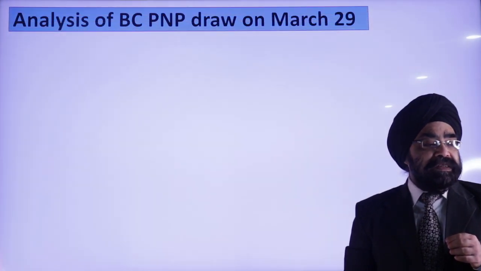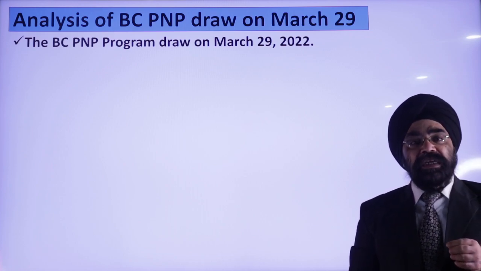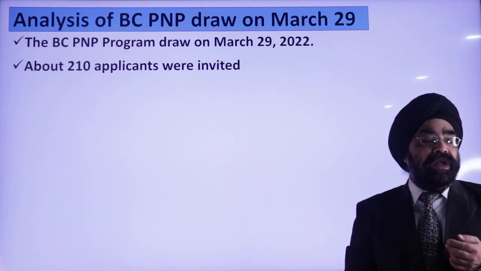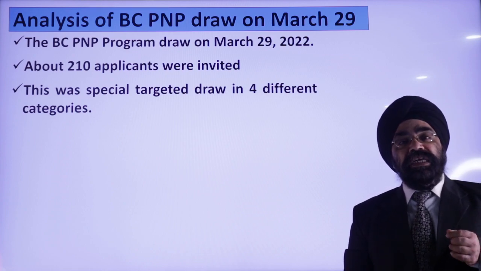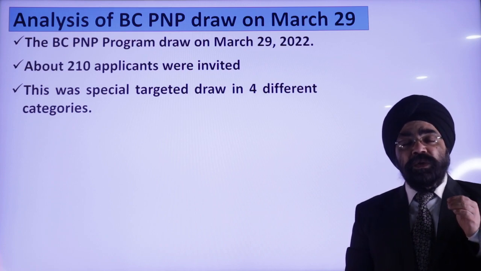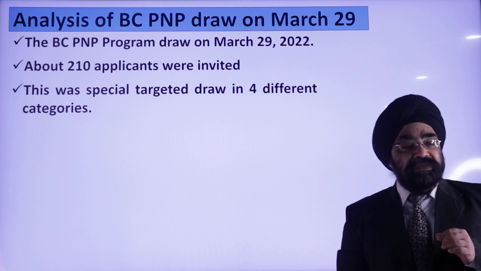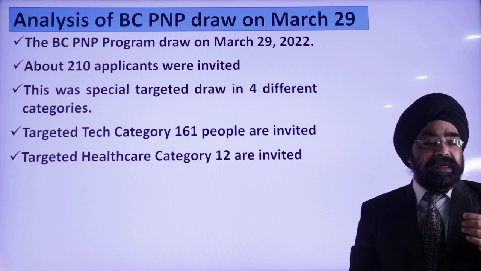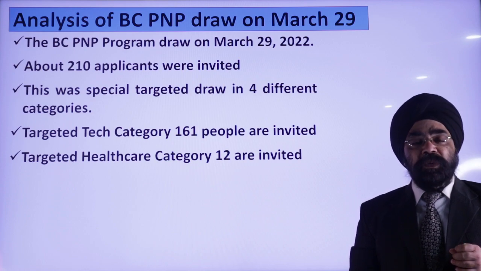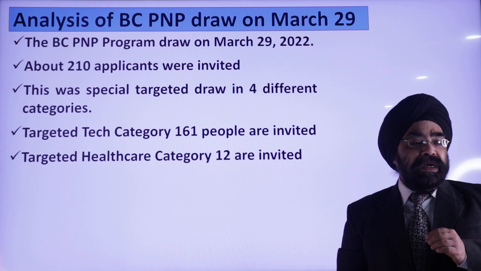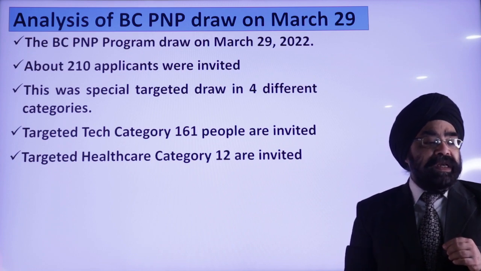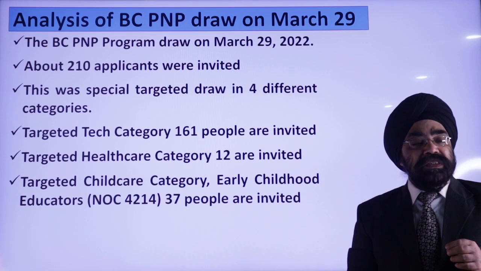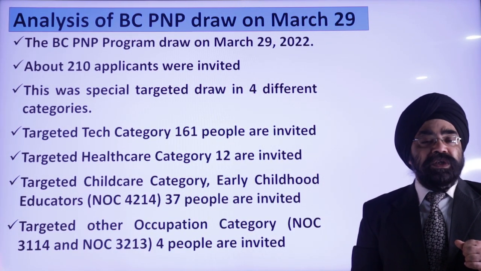Now, the details and the analysis. As I said, 210 applicants were invited under this PNP draw, and there were four categories in the draw, which I already mentioned. The maximum share went to the tech category: out of 210, 161 were invited in the tech sector itself. In the targeted healthcare category, 12 people were invited. Under the childcare category, the early childhood educators, 37 people were invited. I'll share more details on early childhood educators in a minute. And in the targeted other occupations, 4 people were invited, and that's veterinary doctors and animal technicians. So this is the analysis of the draw.